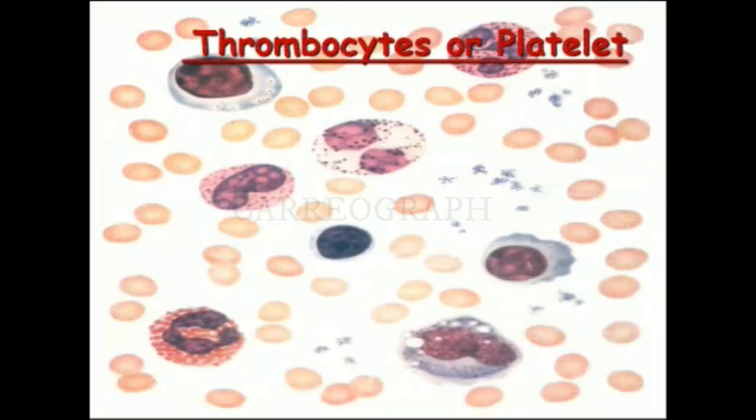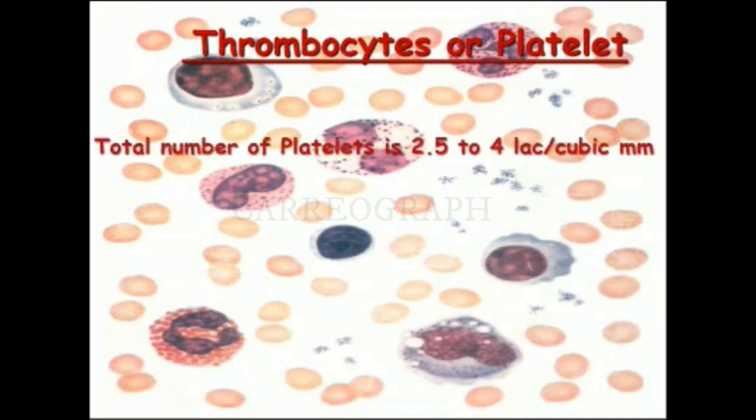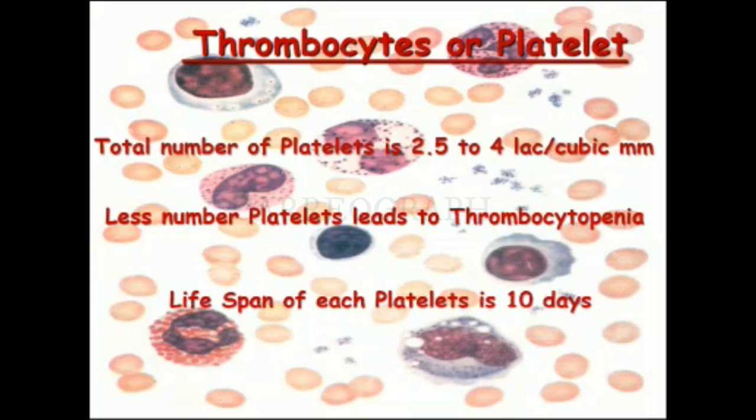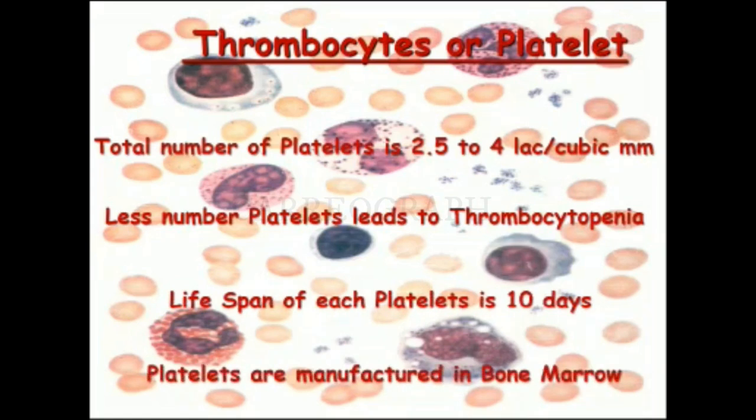Now we will see the third type of cell, which is thrombocytes or platelets. As far as number is concerned, thrombocytes are 2.5 to 4 lakh per cubic millimeter. If platelets are less in number in the blood, it leads to thrombocytopenia. The lifespan of thrombocytes, that is platelets, is only 10 days, and they are also manufactured in the bone marrow.